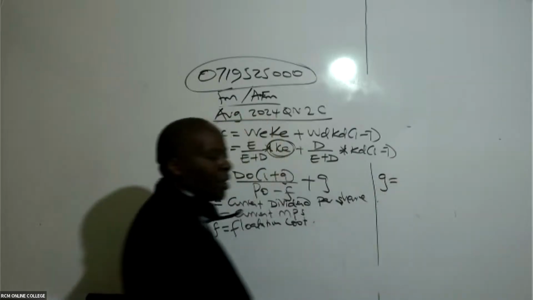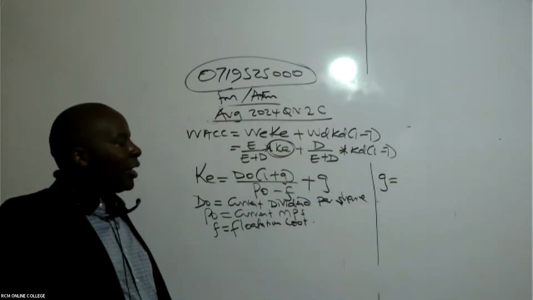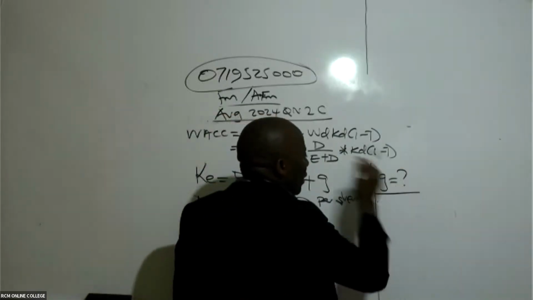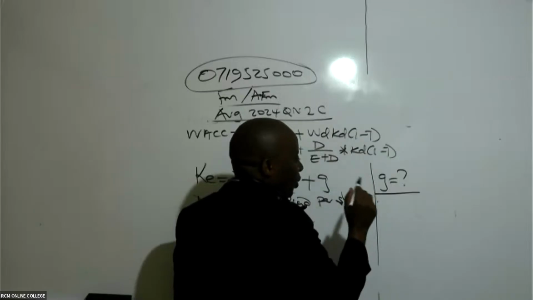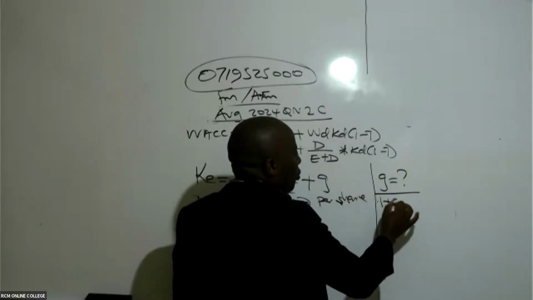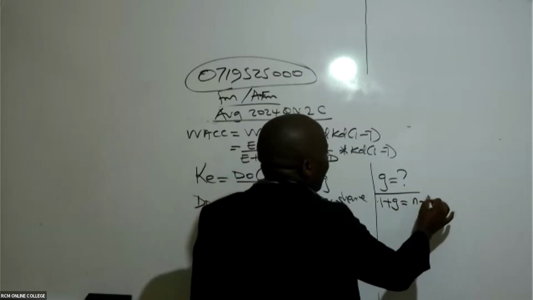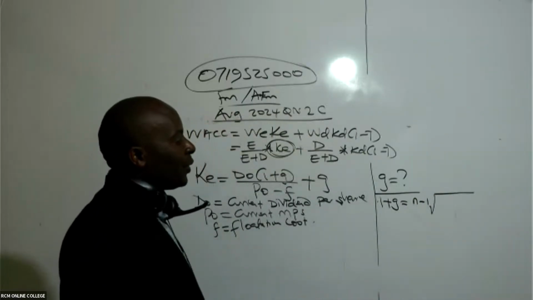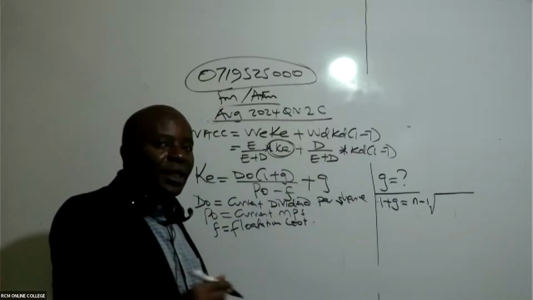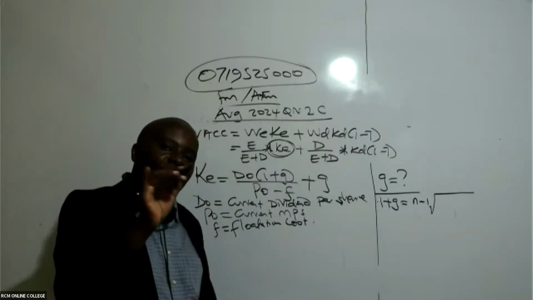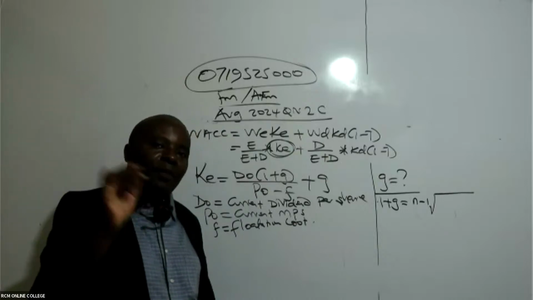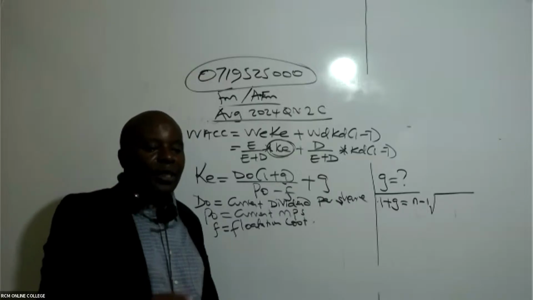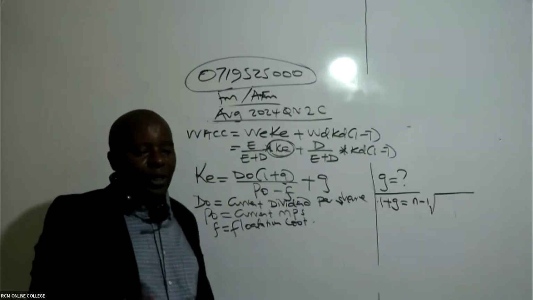In most cases, G will never be given to us. In most cases, we must know how to calculate G. And I gave you two formulas in our class of how we shall be calculating this G. To get this G, we normally talk of 1 plus g equals n minus 1 root. So whenever you see the examiner giving you many dividend amounts, then automatically they want you to calculate G.